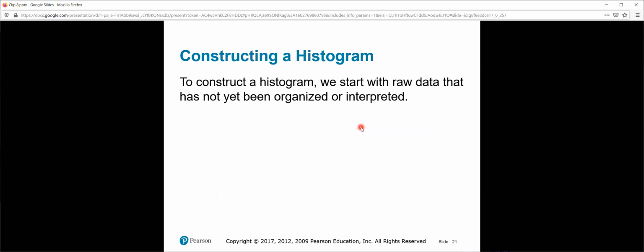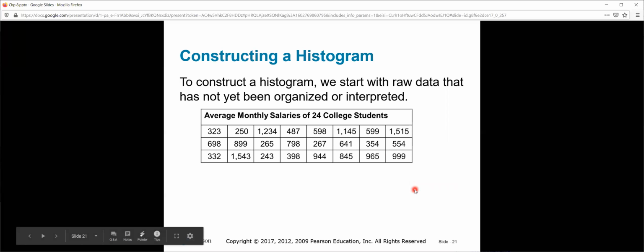How to construct a histogram? Well, you start with raw data that is yet to be organized or interpreted. You organize it, and then you graph it accordingly. Here are the average monthly salaries of 24 college students. Some of these kids have good jobs. That's a pretty good job, right?